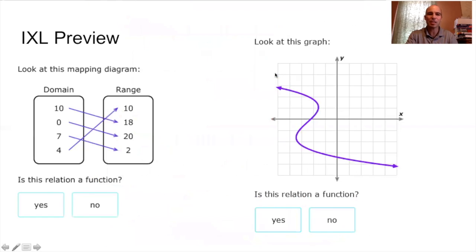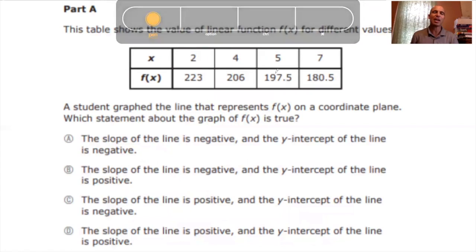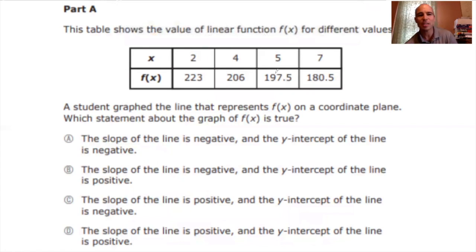Okay, all right, what is this? This may have been a two-part problem, but maybe we're only asking you to do the first one right now. The table shows a linear function. Again, linear is code for y = mx + b, or in this case, f(x) = mx + b. A student graphed the line that represents f(x) on a coordinate plane. Which statement about the graph of f(x) is true?